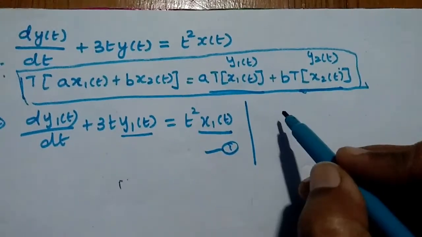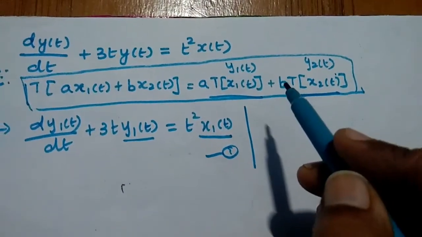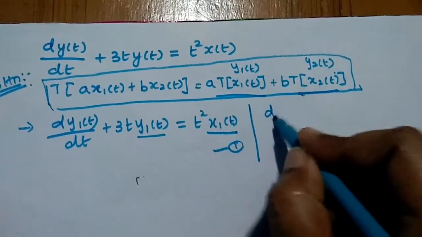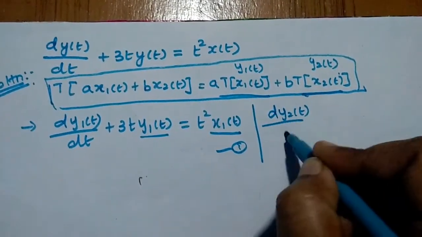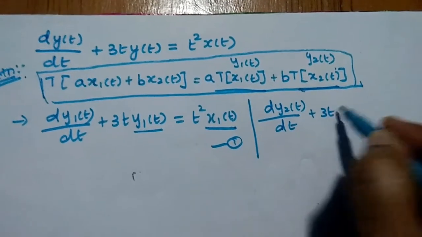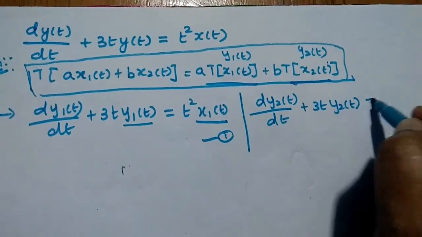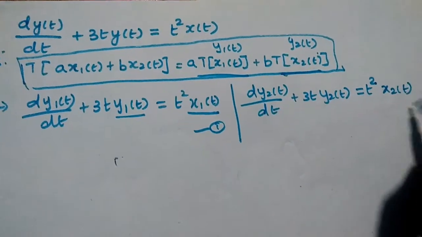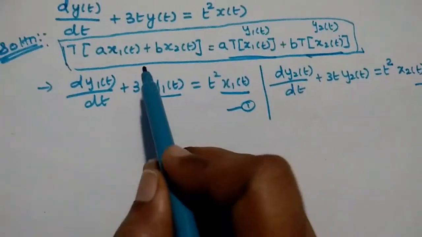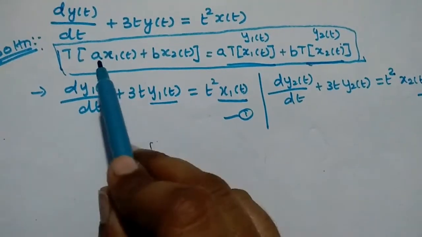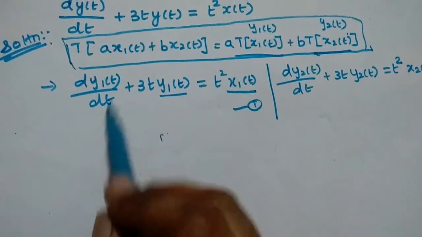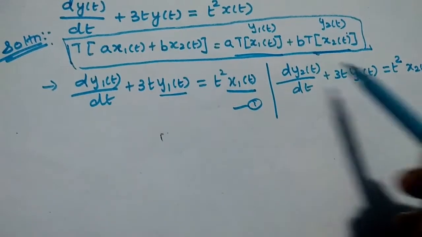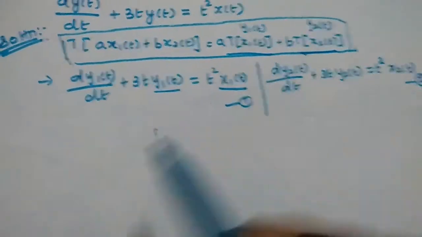Now the same thing: suppose my input is x2 of t, at that time my output is y2 of t. So the same equation can be written like this: dy2 of t divided by dt plus 3t into y2 of t is equal to t squared x2 of t. This is the second equation. Correct. So for this, what are we going to do? We are going to multiply the first equation by a and the x2 of t equation by b.